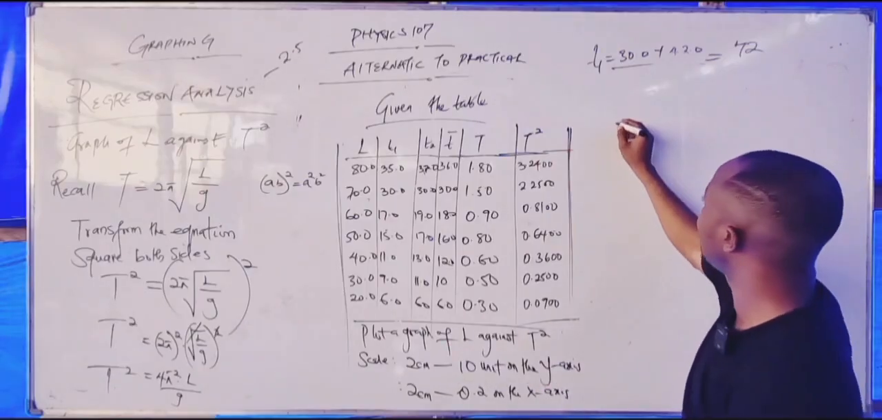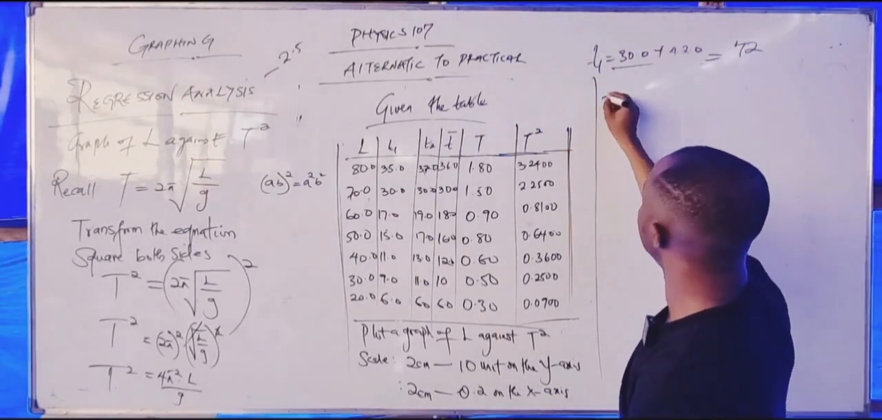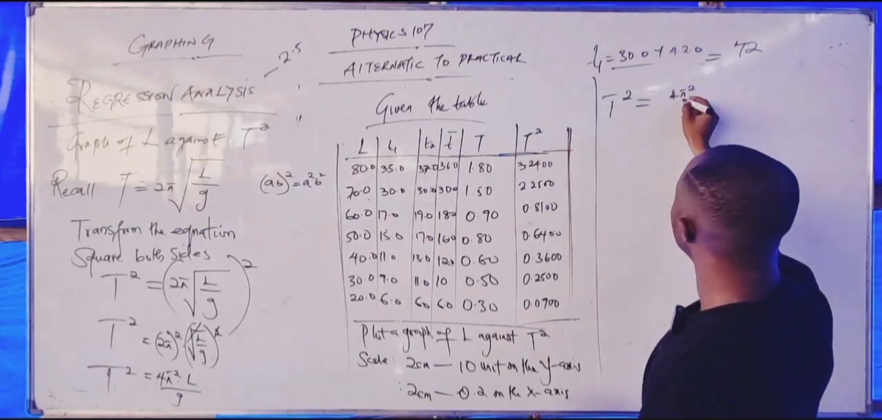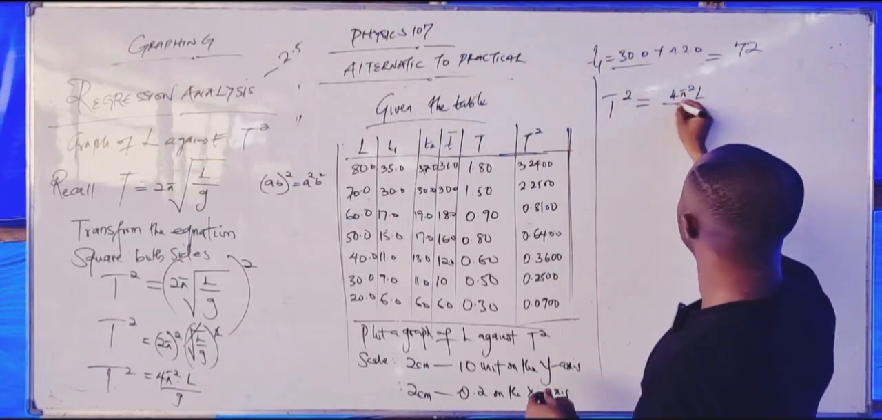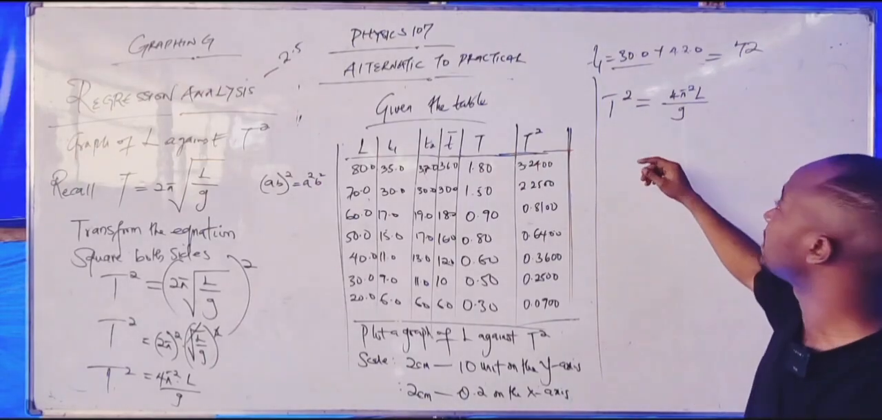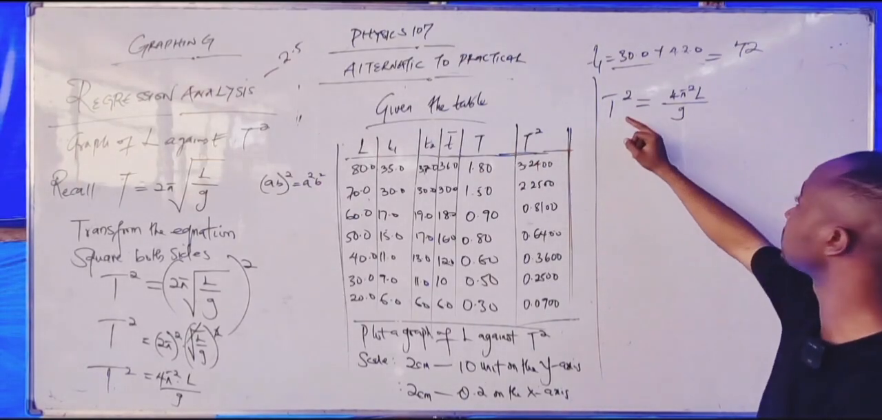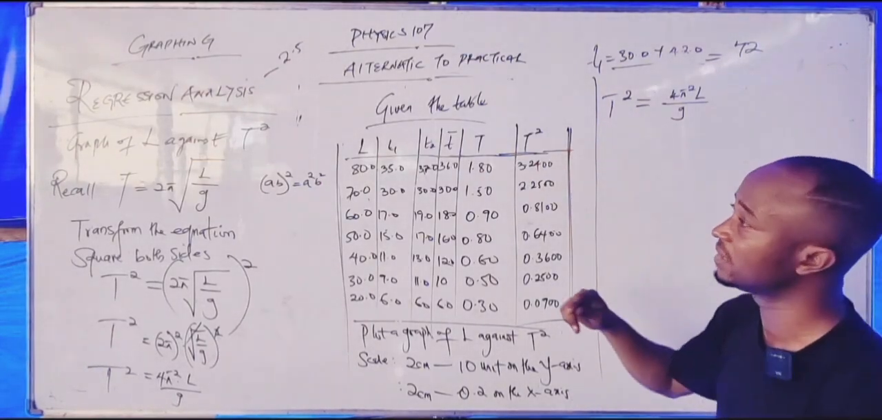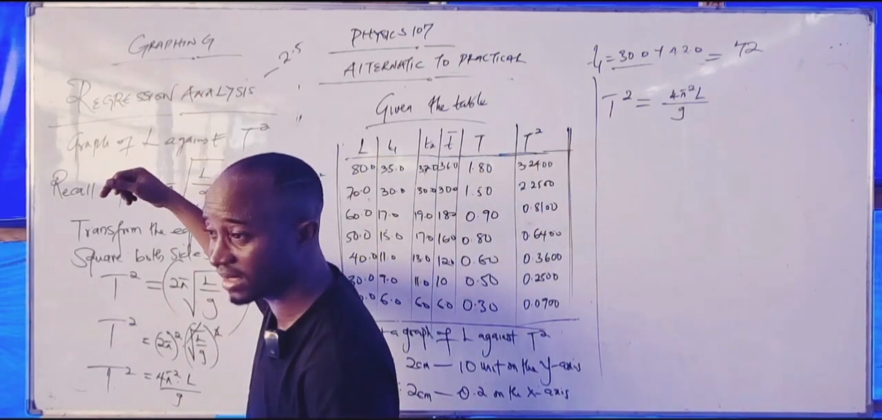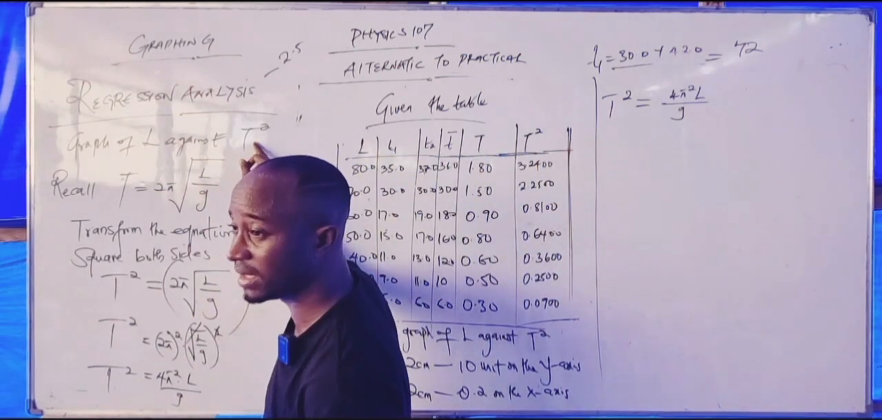Now let's go. Here we have, let's finish up here, T squared equals to 4 pi squared L over g. Now our aim is to find a graph of L against T square. That means a graph of L against T square. L represents the dependent variable, right? T square is the independent variable.